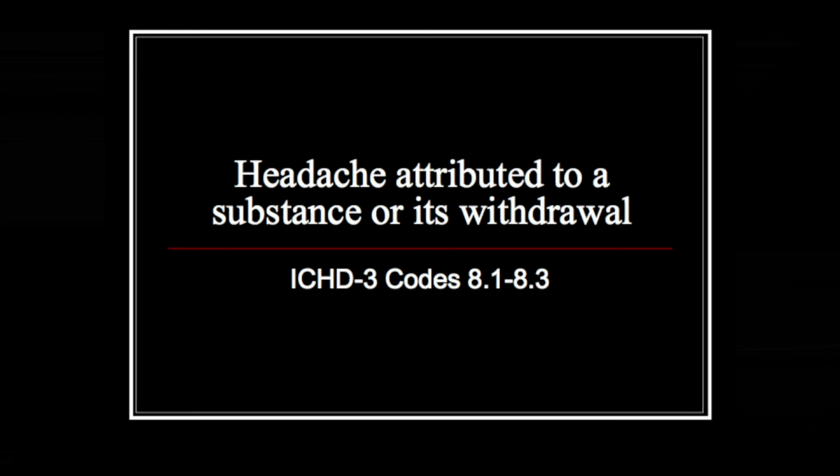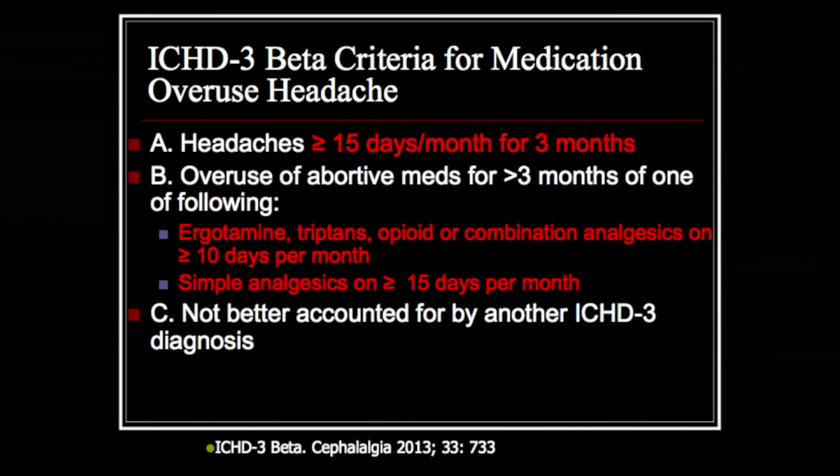Headaches attributed to substance abuse and/or withdrawal. We're just going to talk about a few of the highlights in this. This is 8.1 to 8.3. This is actually headaches for medication overuse. So basically, for the criteria for medication overuse headache, you have to have greater than 15 days per month of headache of any kind. And then they have different cut points depending on which medication is being overused. If it's ergots, triptans, opiates, or combination analgesics, you have to have 10 days, not 10 doses, of use per month. If it's simple analgesics like acetaminophen or anti-inflammatories, you have to have 15 days per month.